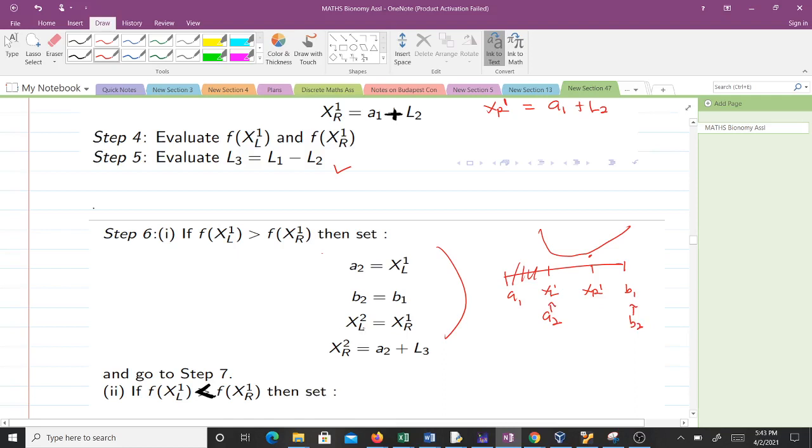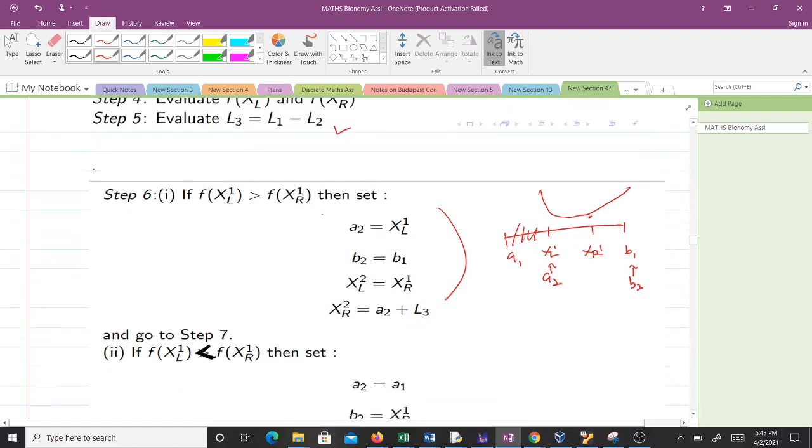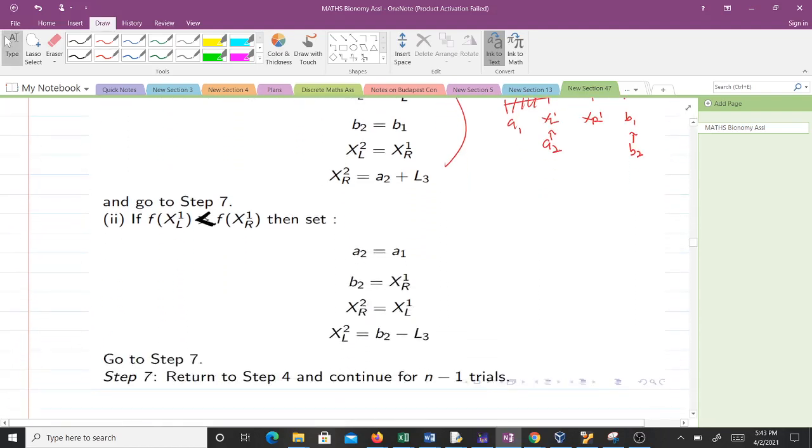And our xl at the second iteration will be the xr at the first iteration, and we also have this. Don't worry, we'll implement it with a question. So after that, you go back to step 7. Next, step 7. And if your f of xl1 is less than f of xr1, then this is what you do. Okay. All right.